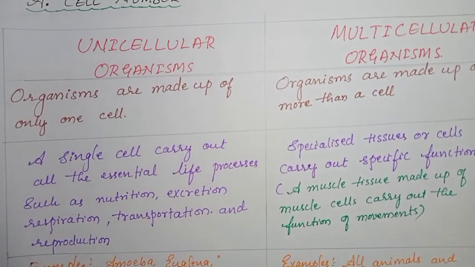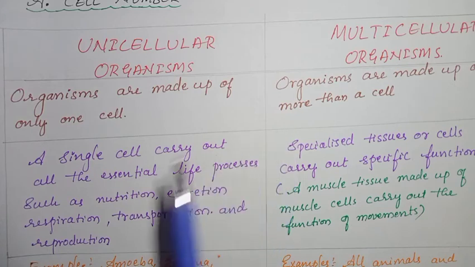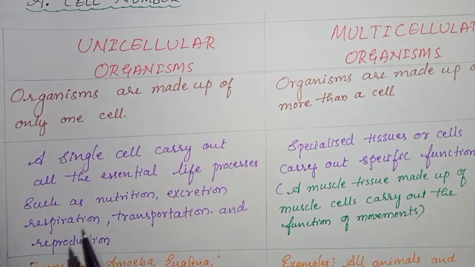Next, the second point: in the unicellular organism, a single cell carries out all the essential life processes such as nutrition, excretion, respiration, transportation and reproduction. Here, the transportation is intracellular transportation, from one part of the cell to another part of the cell. The different types of nutrition, excretion and respiration we will study in detail in our later class.